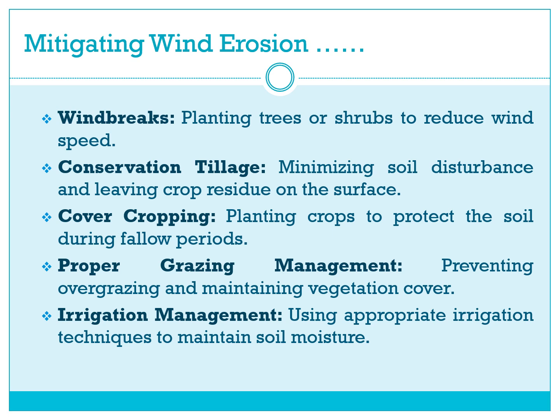Mitigating wind erosion. Wind erosion can be effectively controlled through various land management practices such as windbreaks, planting trees or shrubs to reduce wind speed; conservation tillage, minimizing soil disturbance and leaving crop residue on the surface; cover cropping, planting crops to protect the soil during fallow periods; proper grazing management, preventing overgrazing and maintaining vegetation cover; irrigation management, using appropriate irrigation techniques to maintain soil moisture. These strategies collectively improve soil conservation and land susceptibility.